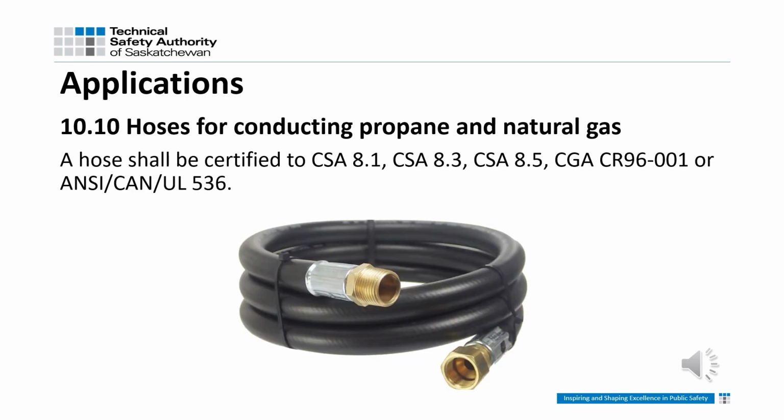10.10. Hoses for conducting propane and natural gas. There are two additional active standards, CSA 8.5 and UL 536, for the hoses which should be included in the code. As stated in B149.1, hoses certified to CSA 8.3 cannot be used for liquid propane.